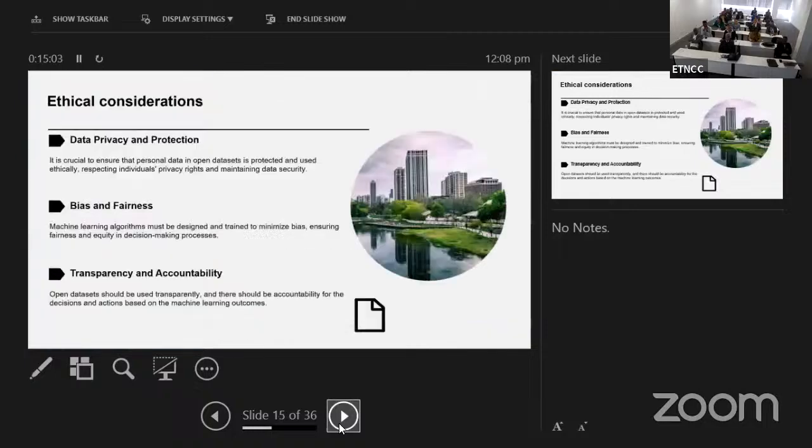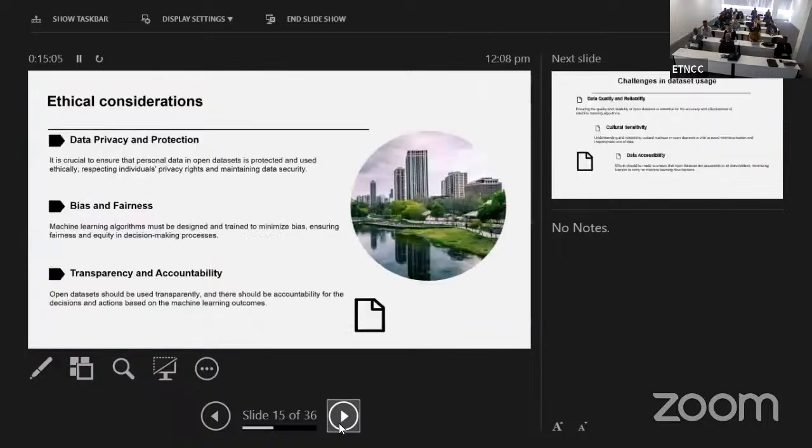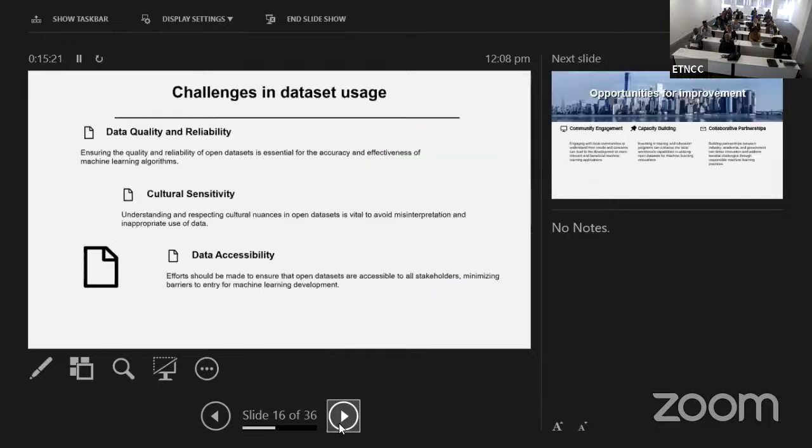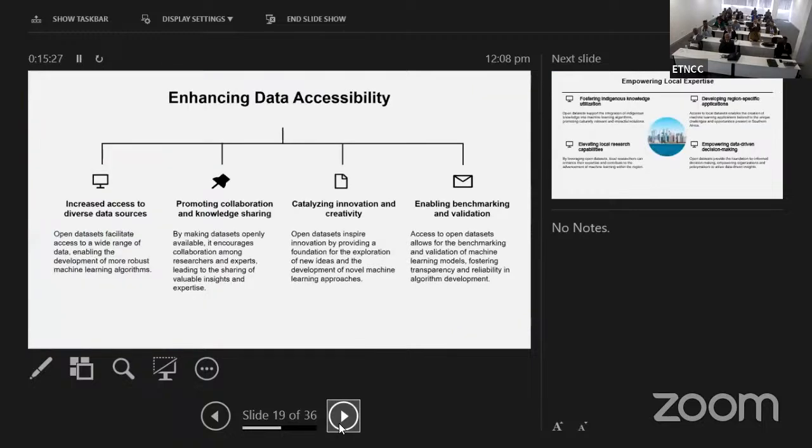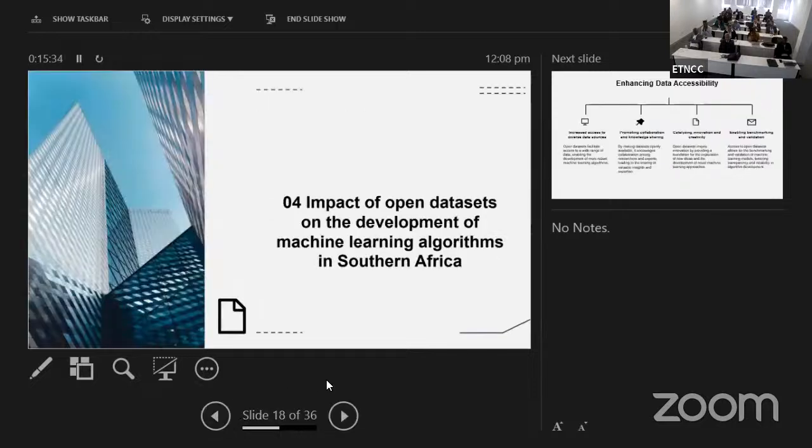On the ethical issues, I think I will not cover this. All I will say is it is important to address ethical issues when you are proposing to have open data sets, because it allows people to accept the results and the data which you are going to have. I will be skipping because I am guided by the time.